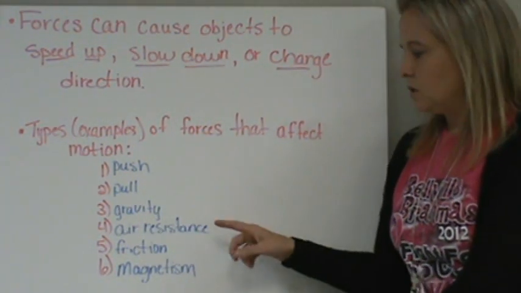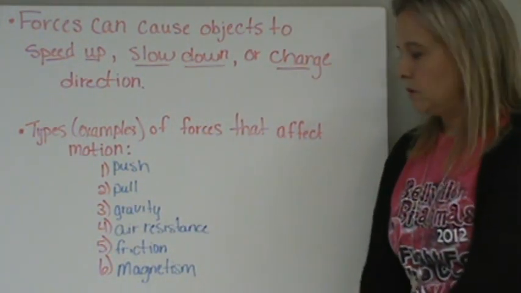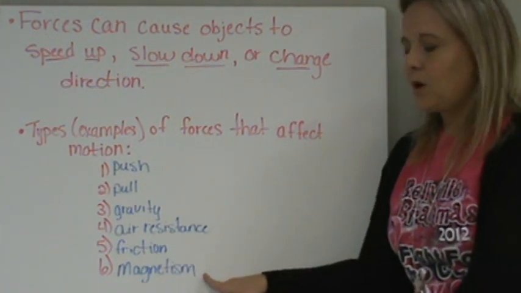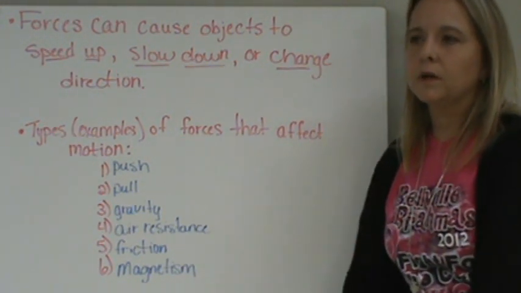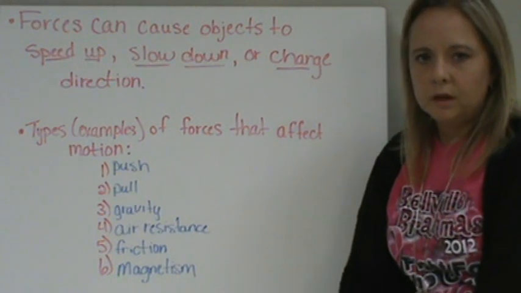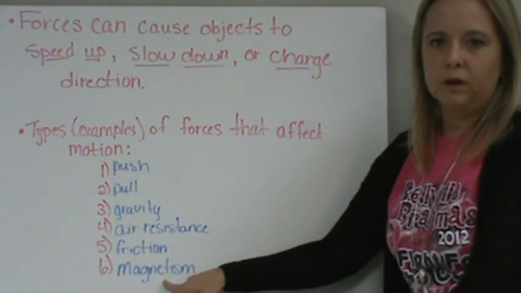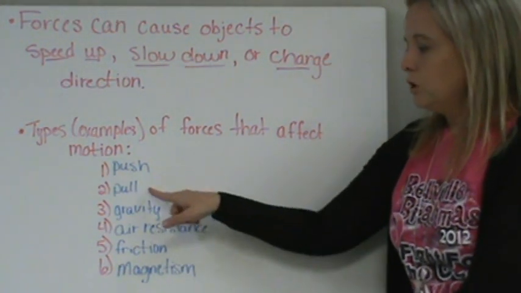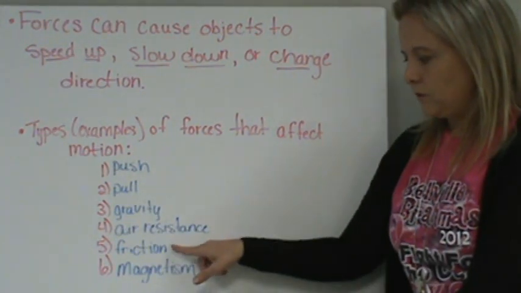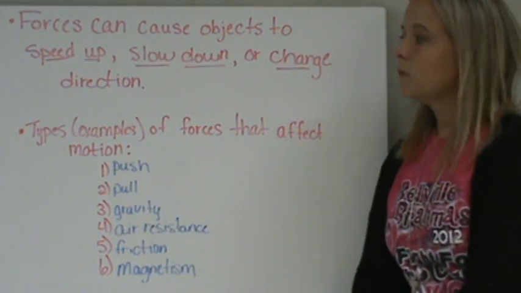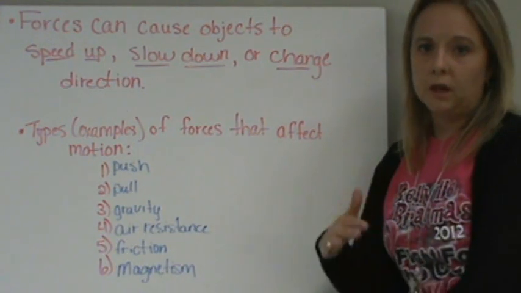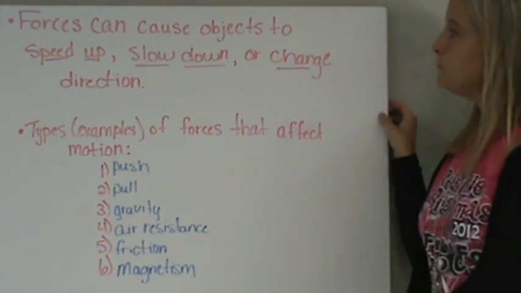Gravity is a resistance force. Air resistance, of course, is also. Friction, and then we also have magnetism. And we're going to talk about that a little bit in class. Maybe not so much, but if you have some questions about that one, we can address that. So, push, pull, gravity, air resistance, friction, and magnetism. So push pause if you need to, get that written down, and come on back.